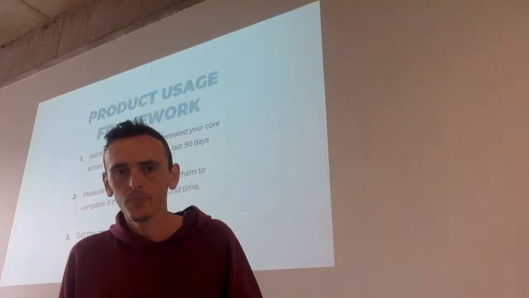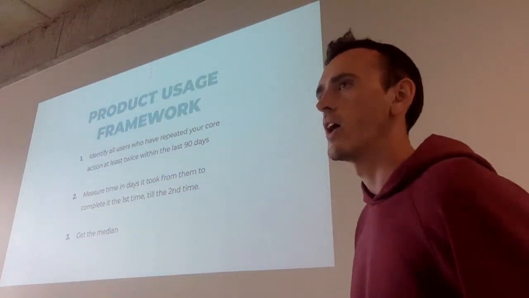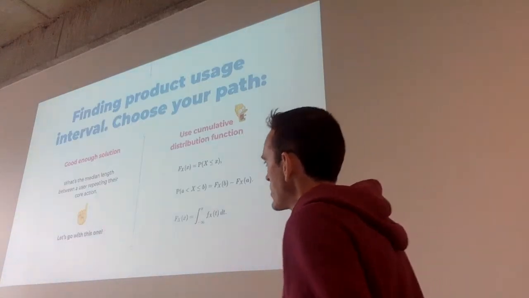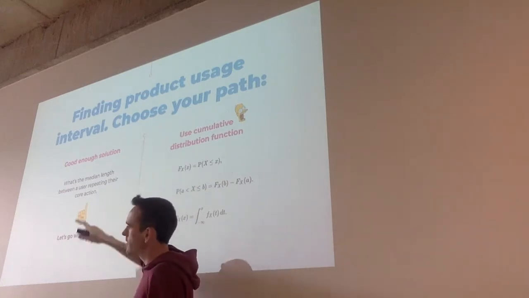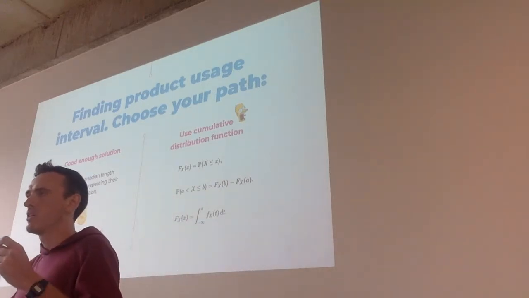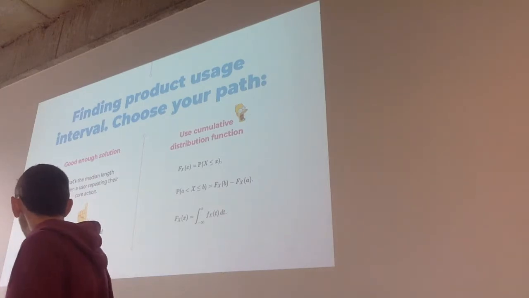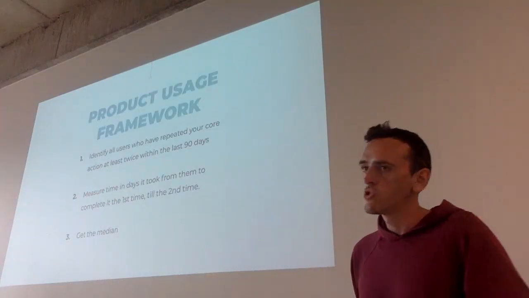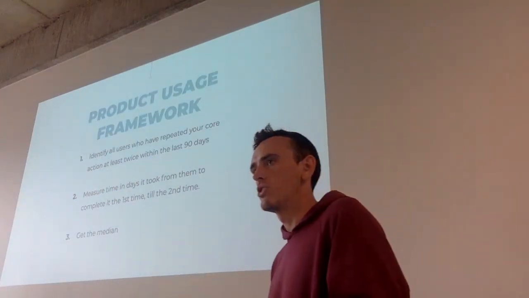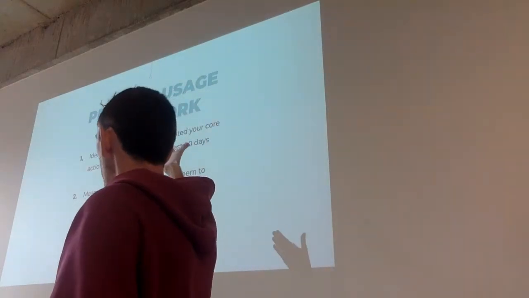So the question is, how do we actually calculate it? The recipe is basically, we get the median length between a user repeating a core action, and then based on that, you can adjust it. I'll show you with an example. When you want to understand product usage for your app, you just follow this recipe.